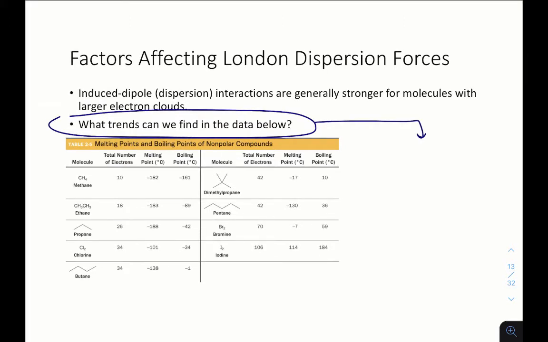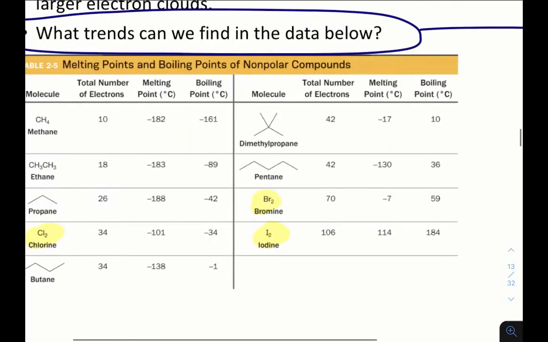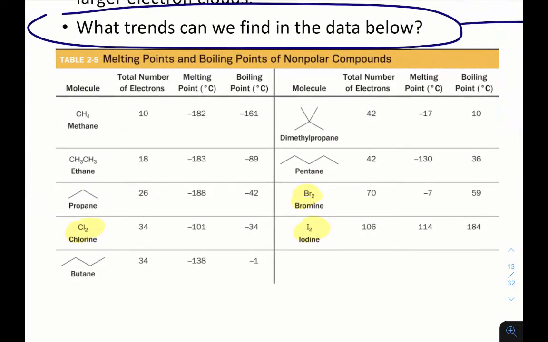We will examine a few sets of molecules. Let's begin with chlorine, bromine, and iodine. Think about the relationship of these three molecules to one another, and then take a look at the melting points and boiling points of these three substances. What trends do you see?